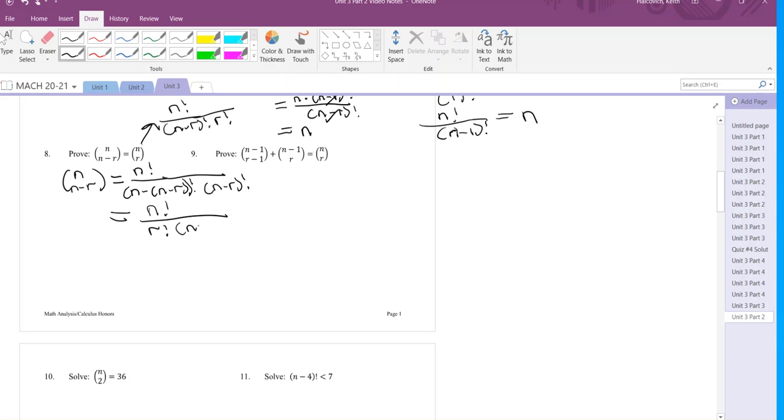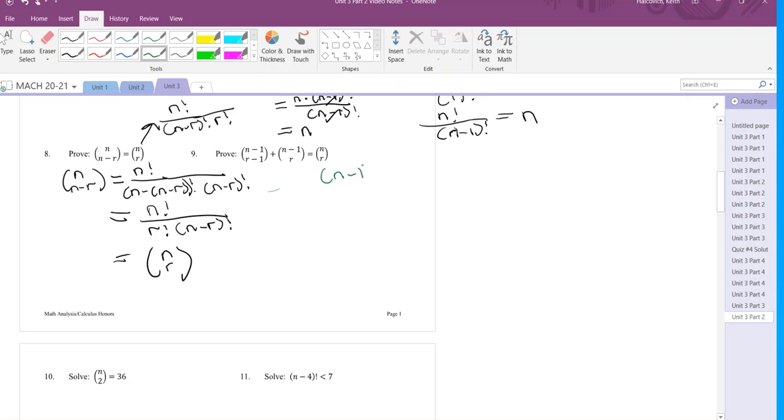And then I have n minus r factorial. So notice that is the same as what's up here, so I can just rewrite that as n choose r. All right, number 9 is a little more challenging. I'll start with the left again, since that has more stuff.